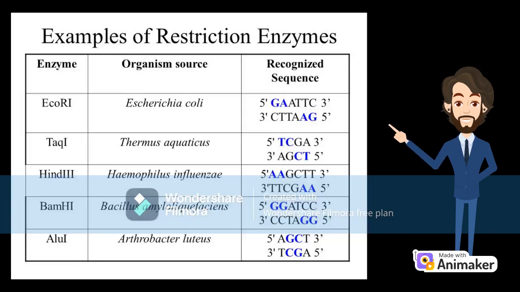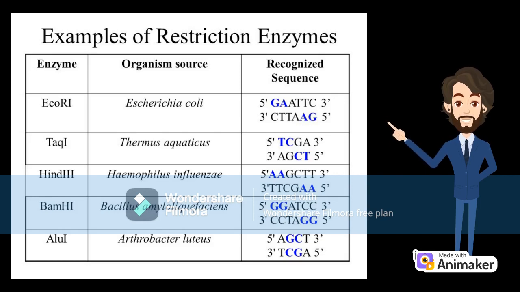During nomenclature, my name is given according to the bacteria from which I was isolated. If I am isolated from Escherichia coli, my name is given as E. coli. If I am isolated from Thermus aquaticus, my name is given as TAQ. If I am isolated from Haemophilus influenzae, my name is given as HIN. There are many examples of restriction enzymes on this basis.